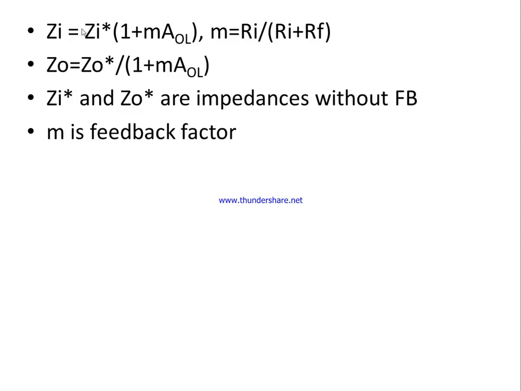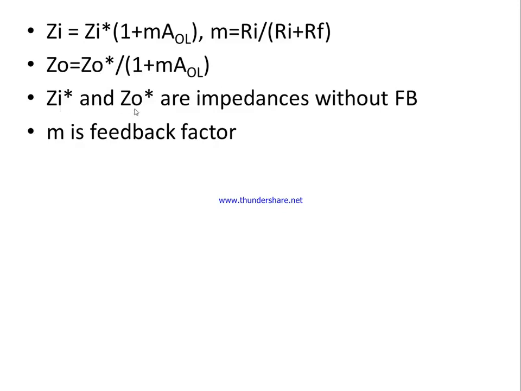And the input impedance, Zi, is Zi star into 1 plus M into AOL, where M is the feedback factor. I think you have studied about negative feedback. There we have this equation. The feedback factor is Ri by Ri plus Rf. It is the equation for feedback factor. And Zo is equal to Zo star divided by 1 plus M into AOL.